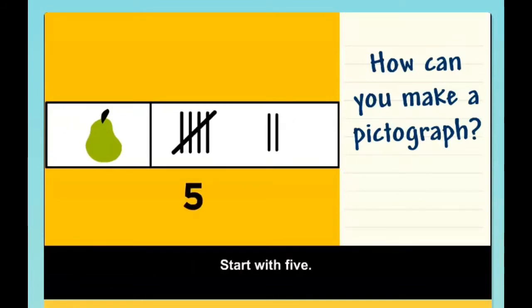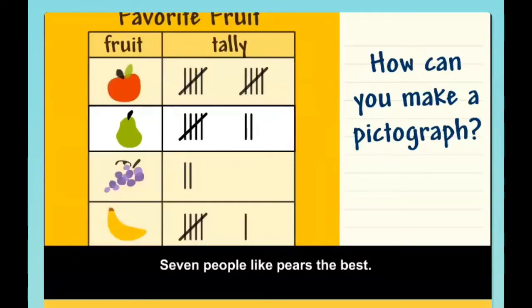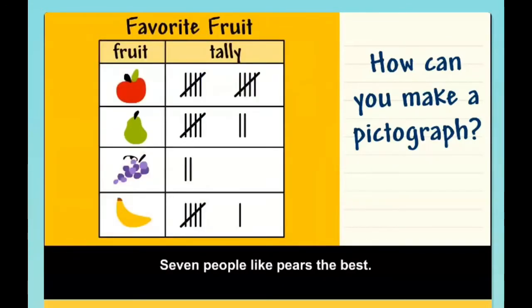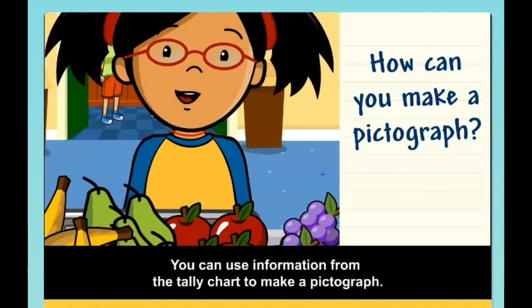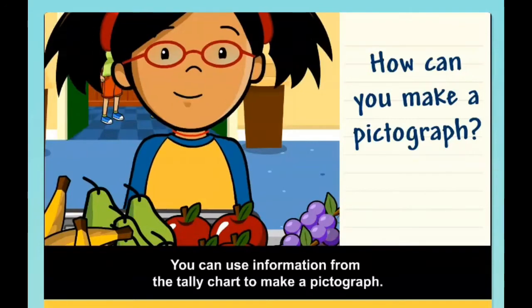Start with 5, then count on 2, 6, 7. 7 people like pears the best. You can use information from the tally chart to make a pictograph.